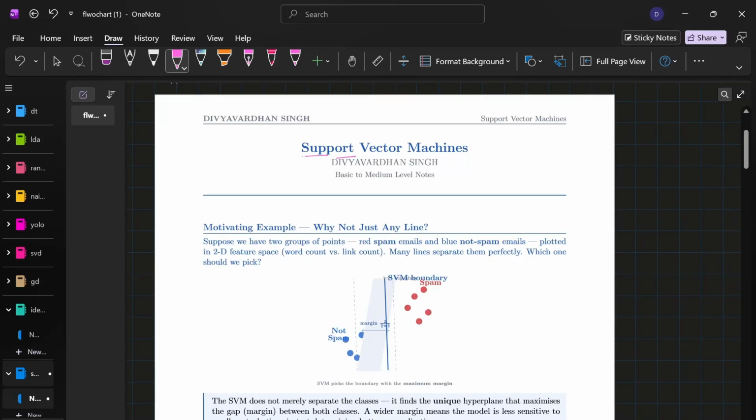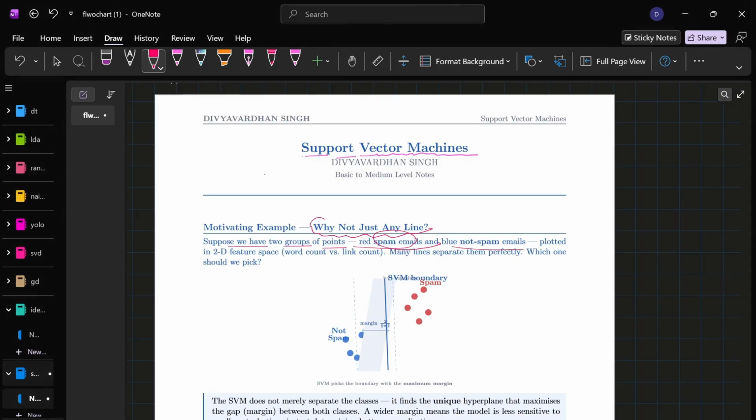In today's video, we are going to cover one of the most powerful supervised machine learning algorithms, that is support vector machine, or we can also call it SVM. So let's start with, first of all, why we do not just use a line as we use in linear regression. Let's start with a motivating example.